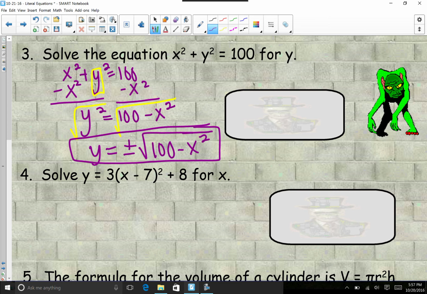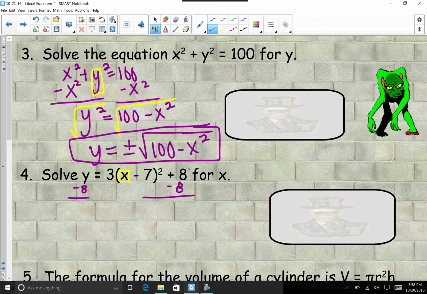Number 4, y equals 3 times (x minus 7) squared plus 8. And we're solving that one for x. If I look, this x is inside the parentheses with this minus 7, and all of this is getting squared. In order to get to this x, when I peel back these layers, I can't get inside here until I get rid of this 3, this 2, this 7, and ultimately this 8 back here has got to go away first. Before I can do anything over here, this has to go away. So I'm going to subtract 8 from both sides.